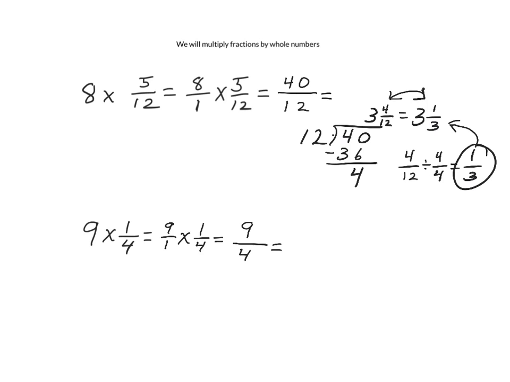Now we are almost done, but what we need to do is change this into a mixed number. So 9 divided by 4. So 4 goes into 9 2 times. 2 times 4 is 8. 9 minus 8 is 1. And we have to represent or put our remainder as a fraction. So it'll be 2 and 1/4. So your answer here is 2 and 1/4.